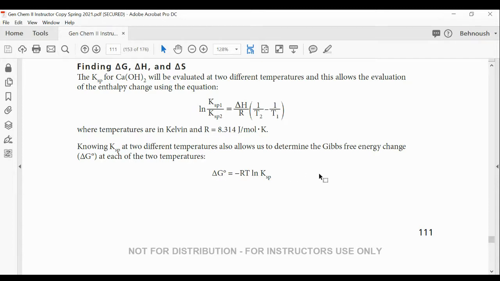And one thing you can try for this experiment, just to check for yourself: when you find the Ksp value, Ksp1, use Ksp1 with T1 to find the delta G, then use Ksp2 and T2 and find the delta G. If the experiment doesn't have too much experimental error, both numbers should come up with the same delta G value. So the delta G value is not going to change. Thank you. You're welcome.